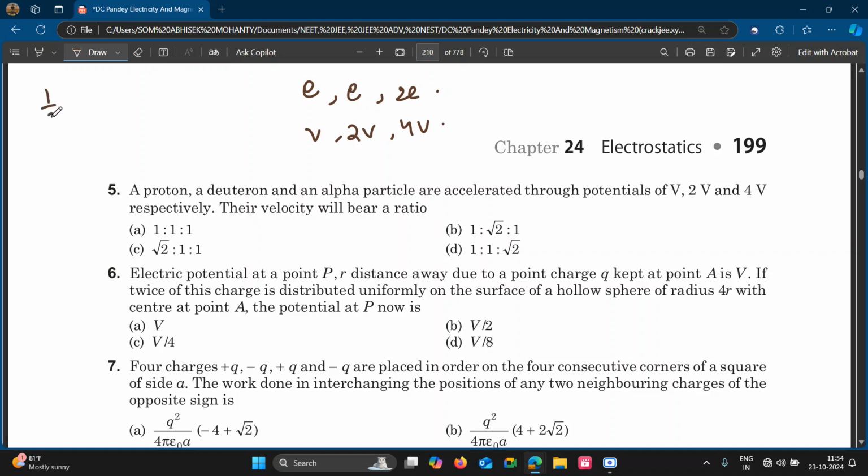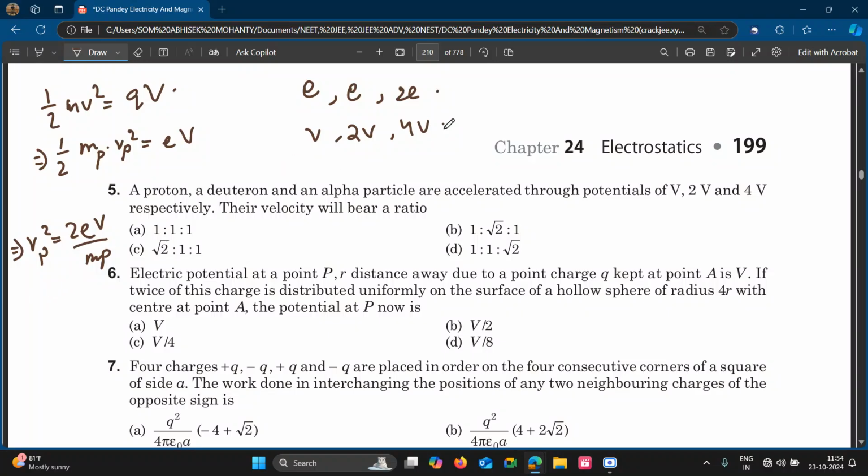See, kinetic energy, half m v squared, is equal to qV. So for the proton, half the mass of the proton into Vp squared is equal to e into the potential V. This is for the proton, and we need the velocity ratio. So Vp squared is equal to 2eV by mp. Correct? Now Vp will be root over 2eV by mp.